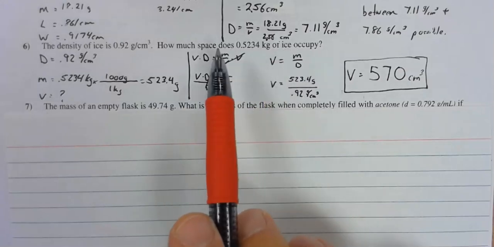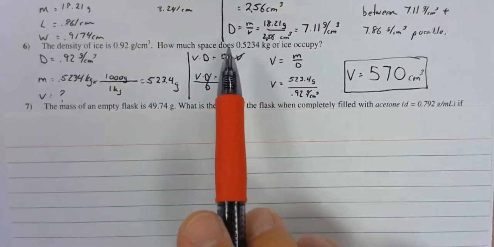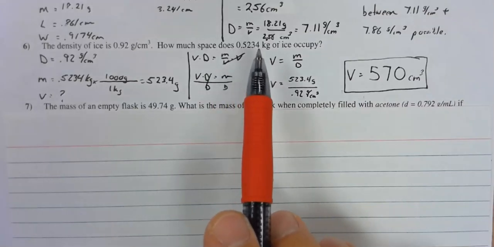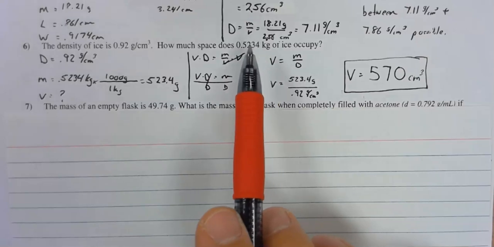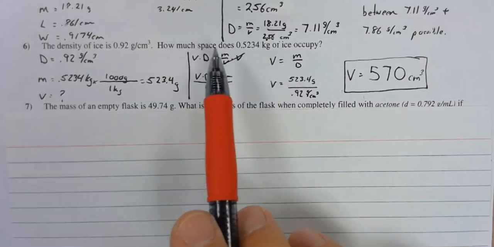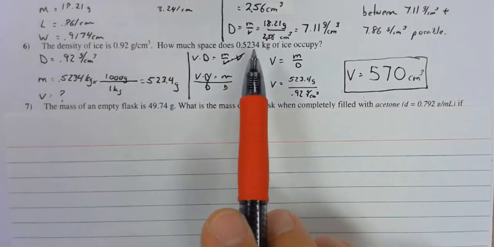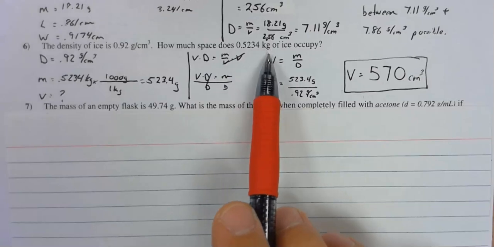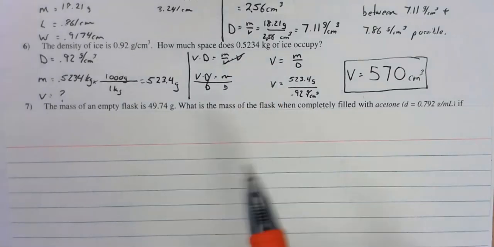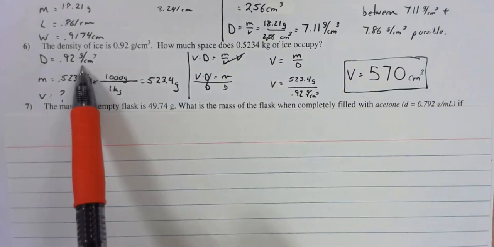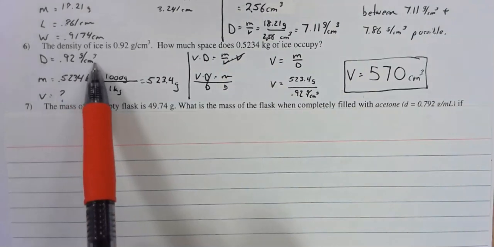So this is another one where students don't read it correctly. They see it says how much space does 0.5234 kilograms occupy? And they think, oh, that's volume, so that's going to be my volume. The unit is kilograms, which is a unit of mass. Okay? So density, 0.92 grams per centimeter cubed.